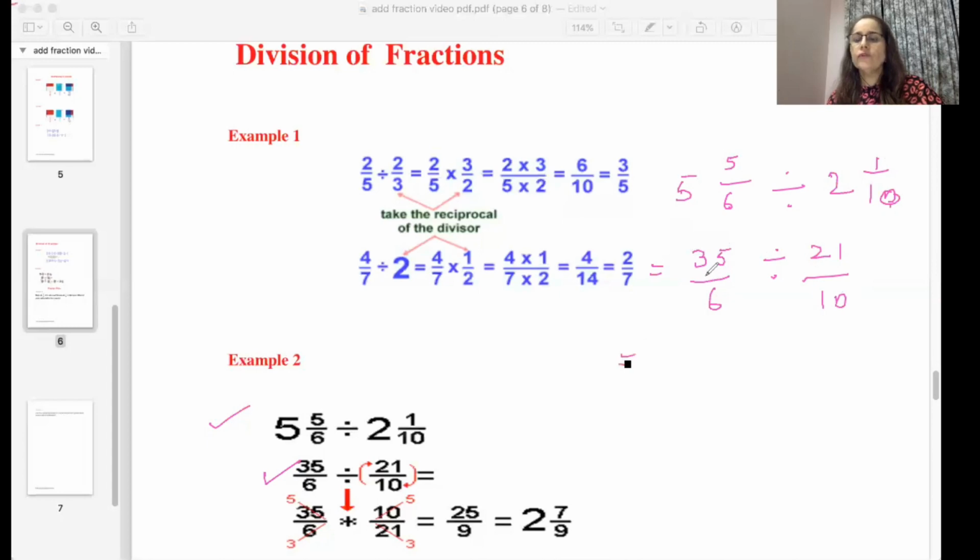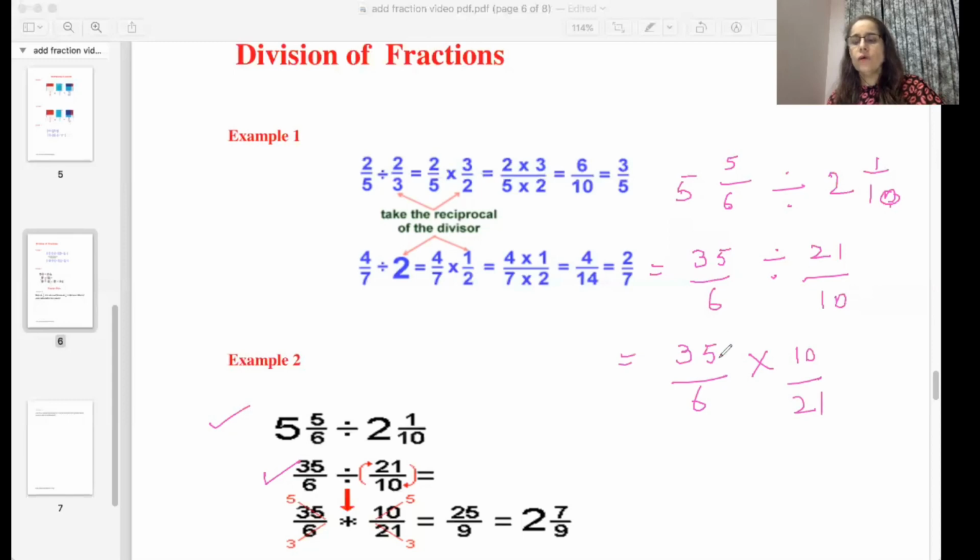Now we will follow the same steps as we did in the previous question. First fraction we will write as it is. Now we will change the division sign. It will be multiply. So we have replaced the division sign with a multiplication sign. So the next fraction is 21 upon 10. So the reciprocal of this will be 10 upon 21.